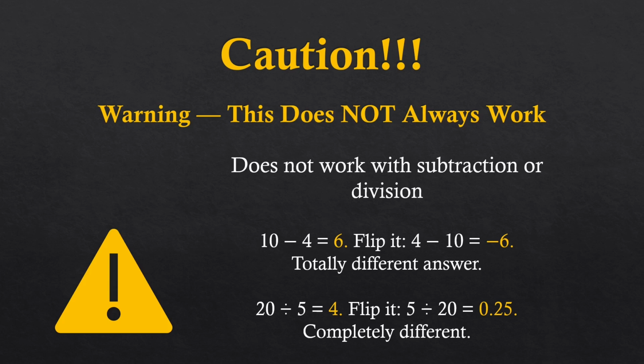Another example with division. 20 divide 5 is 4. But when you turn those numbers around, 5 divide 20 is 0.25. Again, completely different numbers. So the first rule of using this tool is know when you can't. Subtraction, division, leave the order alone.